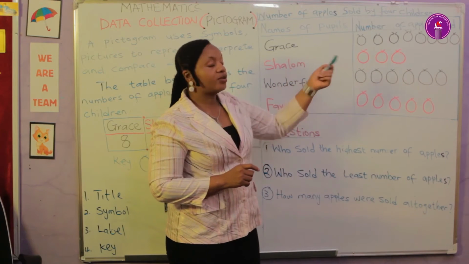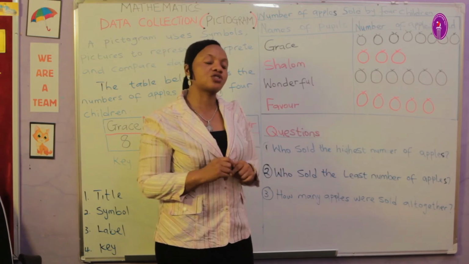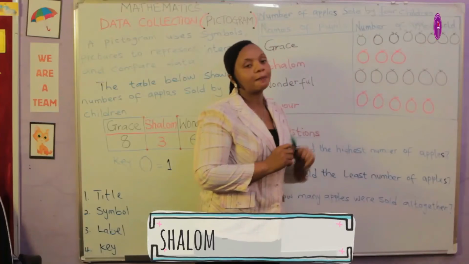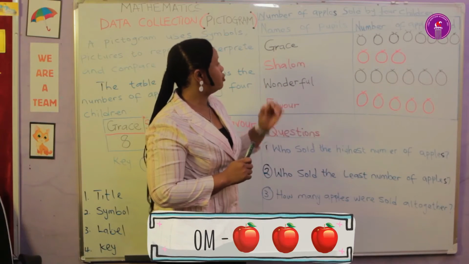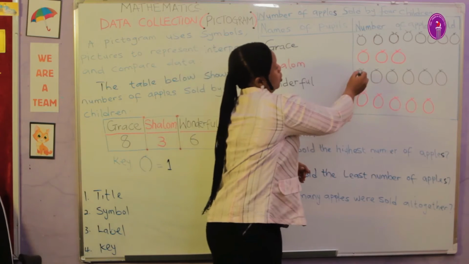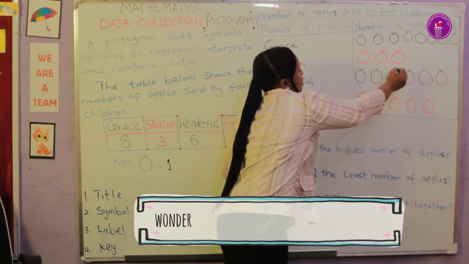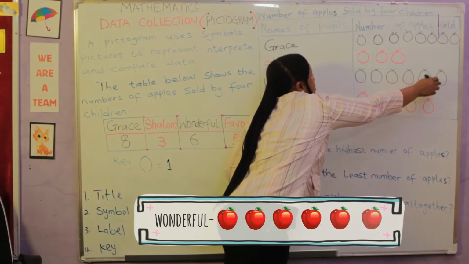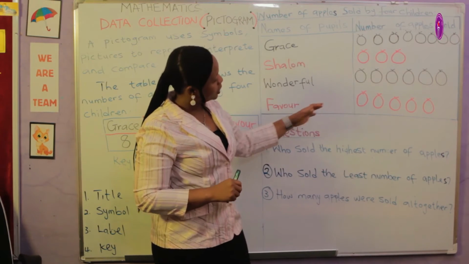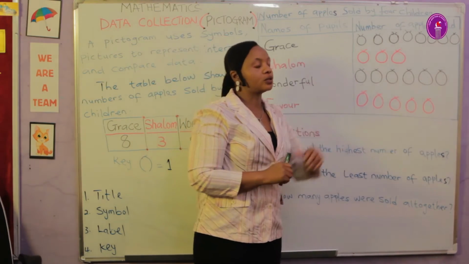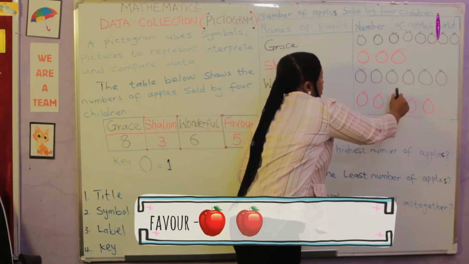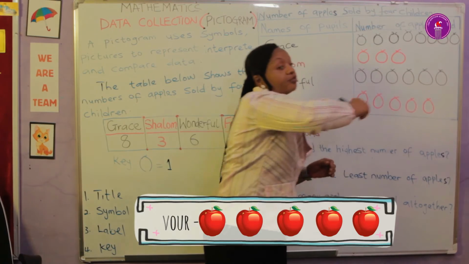Shalom sold 3 apples. Children, let's draw. 1, 2, and 3. Wonderful sold 6 apples. Again, let's go, children. 1, 2, 3, 4, 5, and 6. And lastly, Favor sold 5 apples. Again, let's draw. 1, 2, 3, 4, and 5.